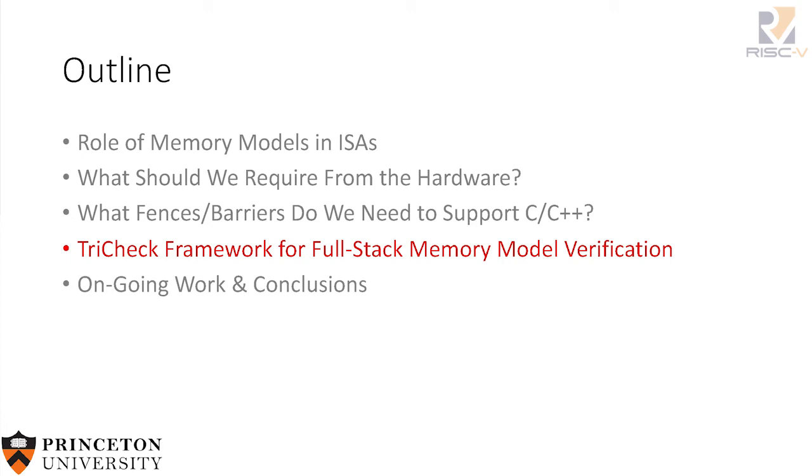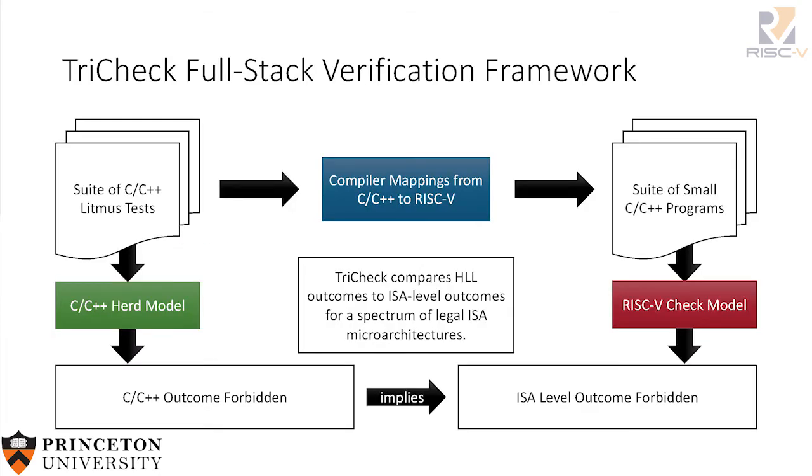So I'll go through a quick overview of the TriCheck framework for our full stack memory model verification and how we've applied it to our proposed changes for RISC-V. Essentially, we can start in the upper left-hand corner here. We start with this suite of C++ litmus tests, where a litmus test is essentially a small program, a few threads, and a couple to a few instructions per thread. And we run all of these tests on this C++ herd model.